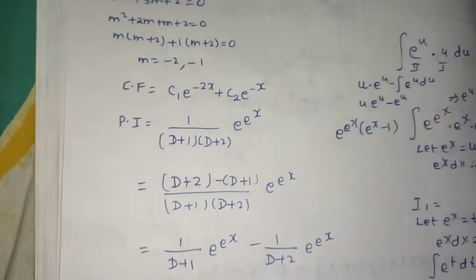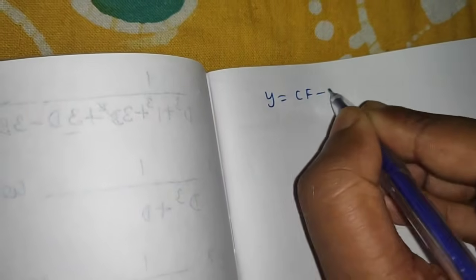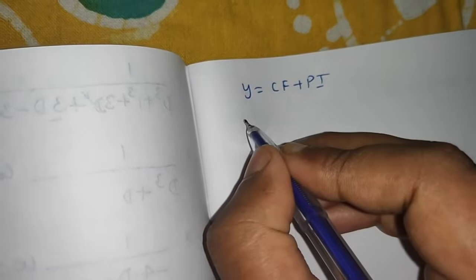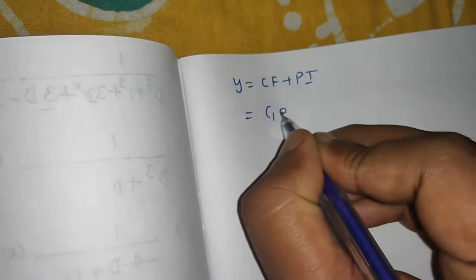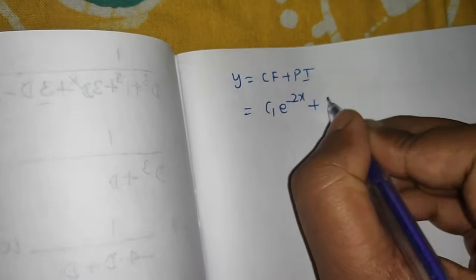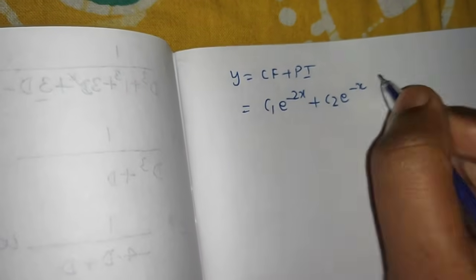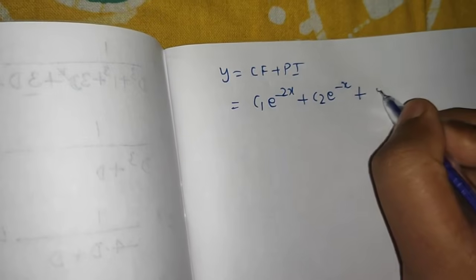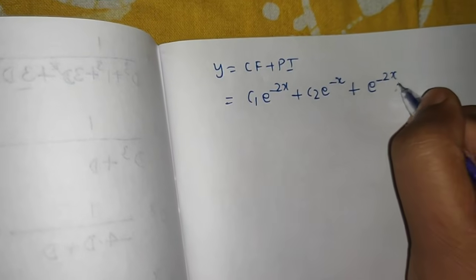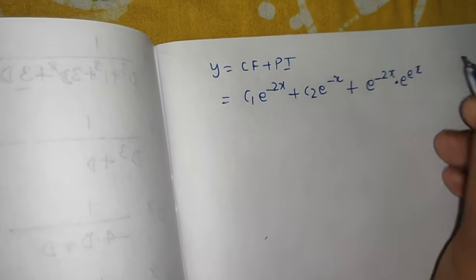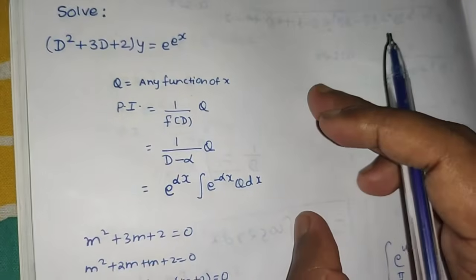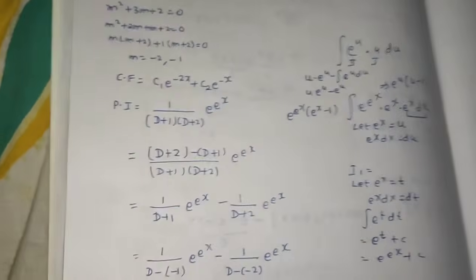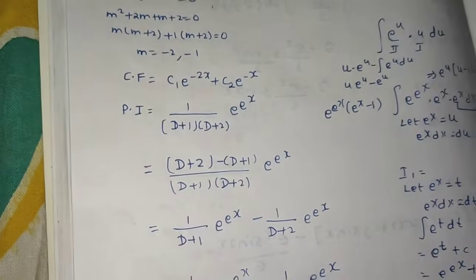You have got your complementary function also. So y is basically CF plus PI. Your CF was c1 e power minus 2x plus c2 e power minus x, plus the PI, which you got as e power minus 2x into e power x. So an easy one. In case you remember the rule, complementary function was all easy, just a partial fraction and some by parts as well.